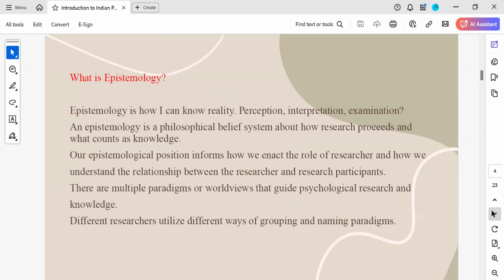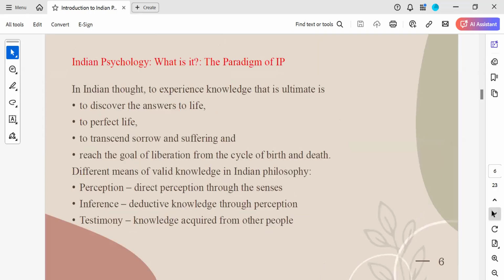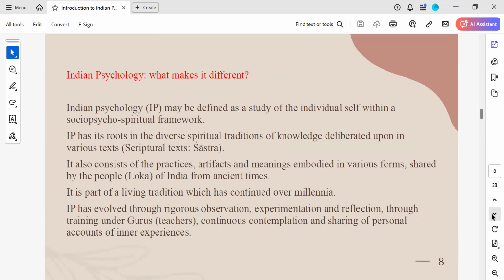So we had seen what is epistemology and we had seen what is ontology. What is a paradigm basically? So ontology plus epistemology is equal to paradigm, right? Yeah, so this is where we start.